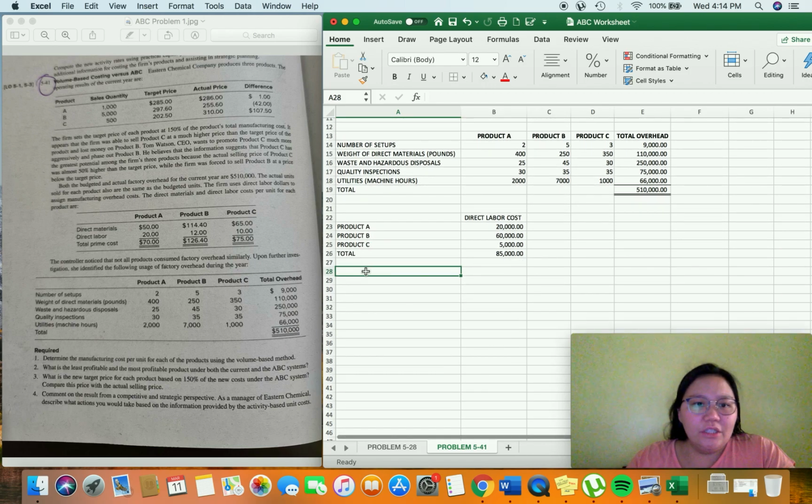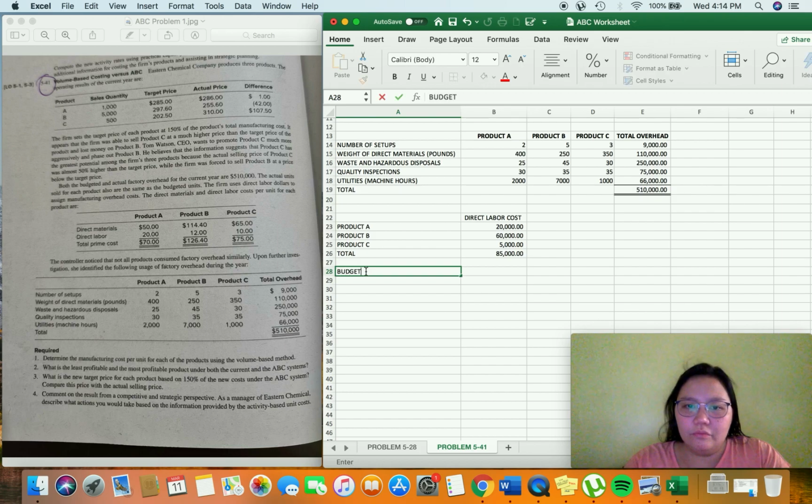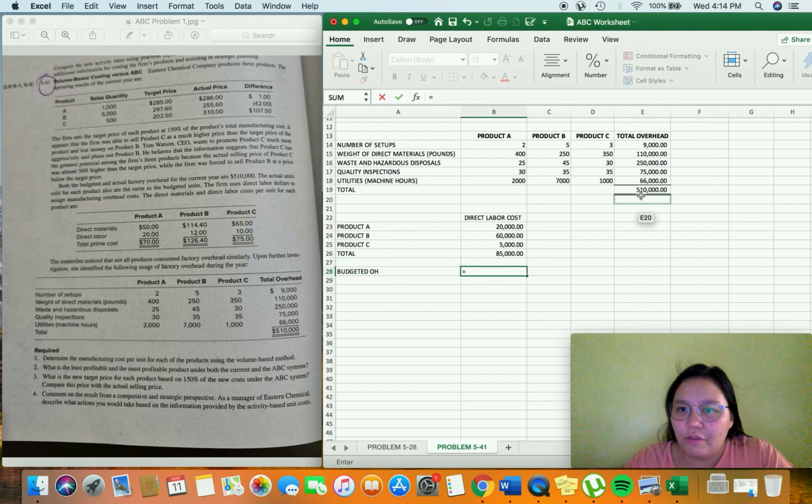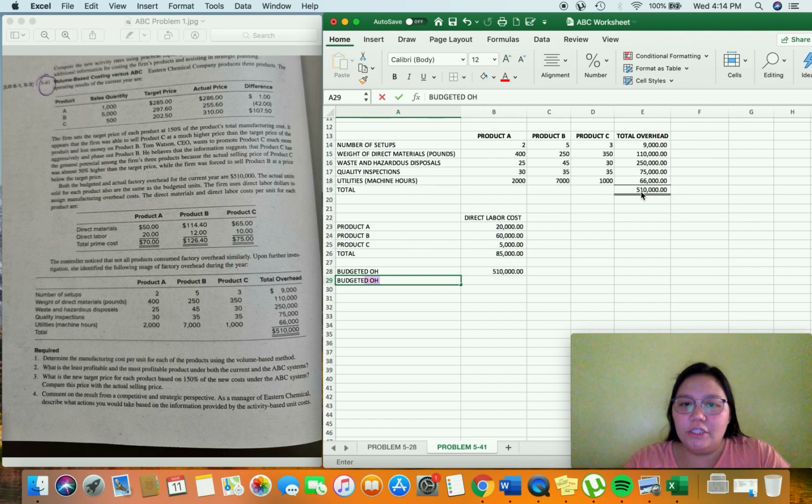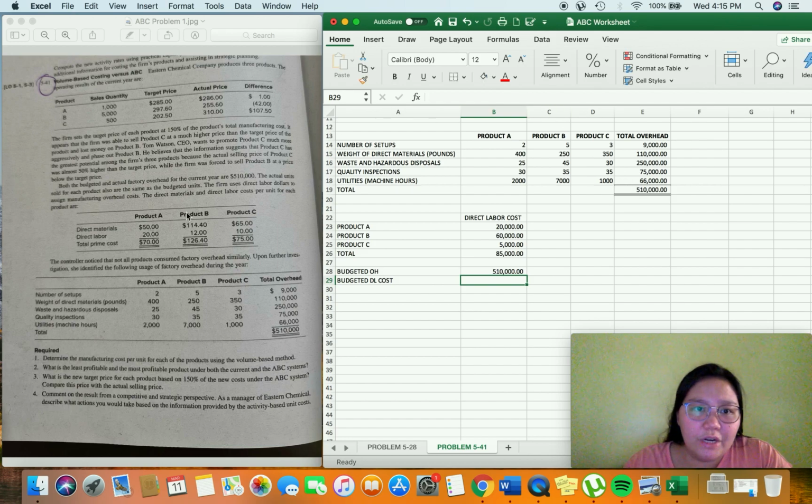So the budgeted overhead for the year, right? We have the budgeted overhead for the year is equal to 510,000. And then we'll divide this by the budgeted direct labor cost, which is our overhead application rate.